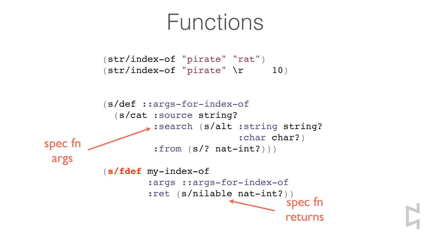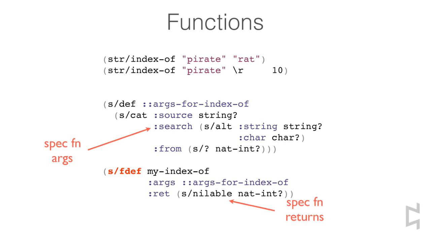Well, index of takes a source, which is a string, pirate in the examples. It takes what we're searching for, which is an alternative, could be a string, like rat, or char, like r. And then it takes what position in the search string are we going to start with, which is, in this case, optional. Right, we're going to start at position 10 in the second invocation, but in the first invocation, we're not invoking anything. And so that from is optional natural int. And then the return value of spec.